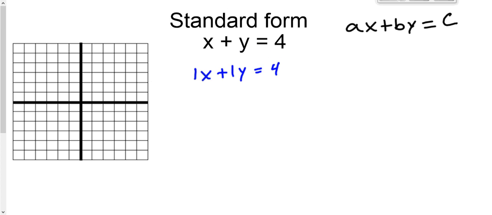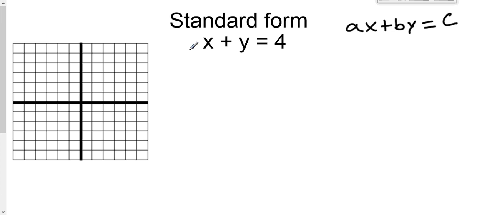For instance, we don't get to start at 4. We don't get to start at 1. We don't get to move by 1. We don't get to move by 4. None of that information is given to us right off the bat.